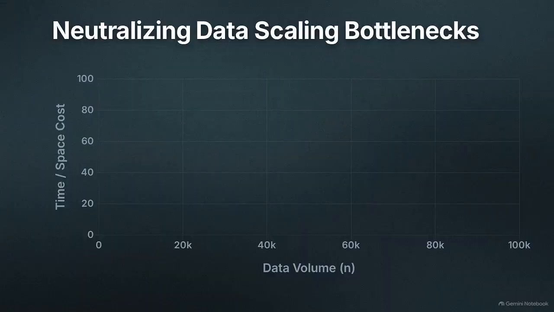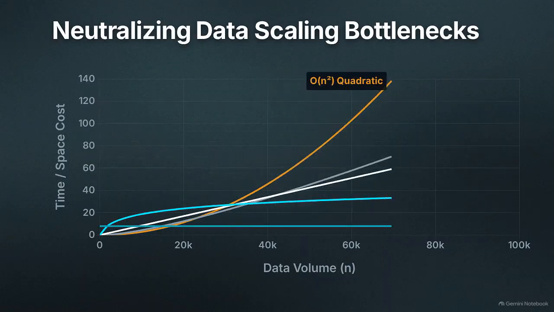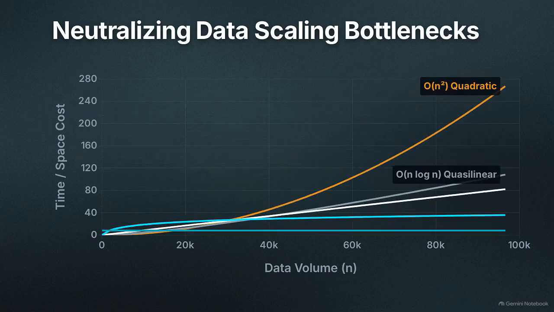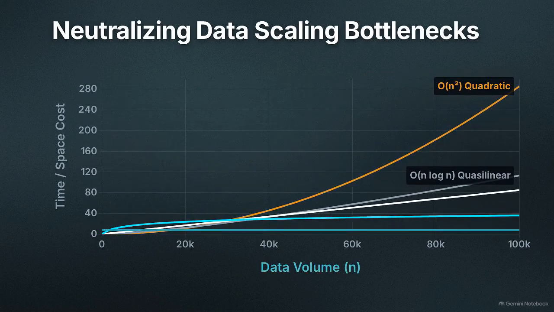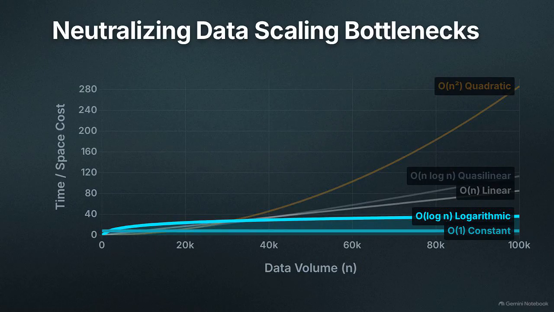This chart shows how an expert evaluates these structures. Everything boils down to big O notation, the absolute time and space cost a structure requires as data scales toward infinity. You select the precise tool that neutralizes your specific mathematical bottleneck.